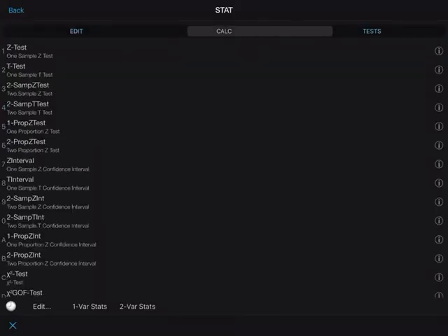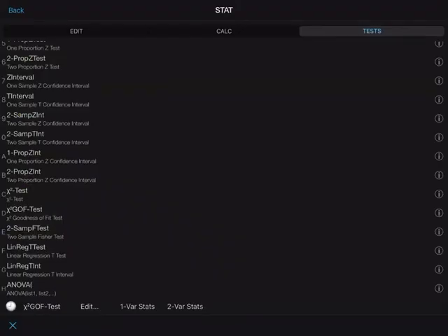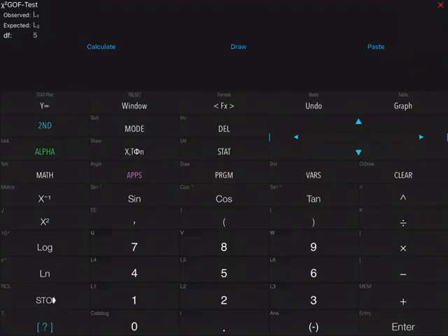And then to calculate chi-square, we follow these steps. We go to stat, arrow over to tests, and then choose option D. So stat, arrow all the way over to tests, and then you can arrow down or up. It doesn't matter. You just need to get all the way down to this option D, chi-square goodness of fit test. Okay, so stat, tests, option D. We're going to use L1 and L2. The degrees of freedom, just make sure it's right.